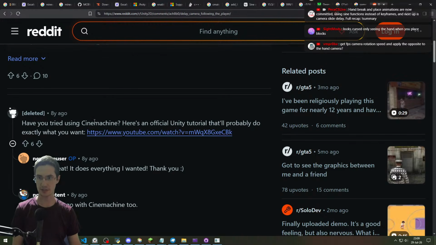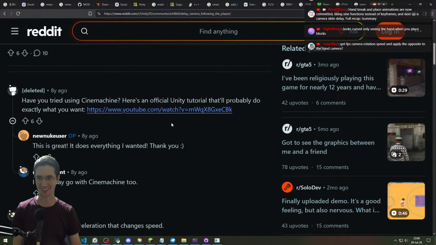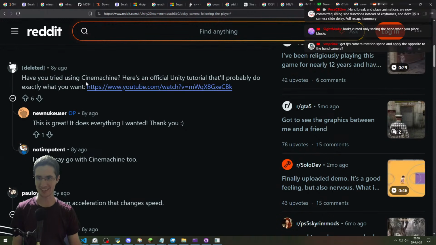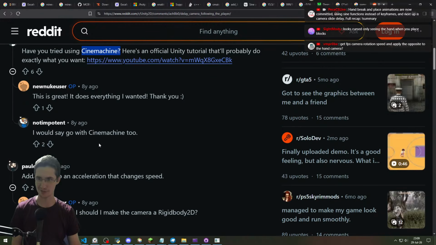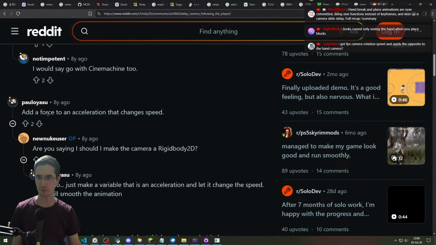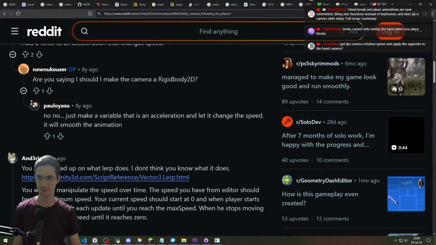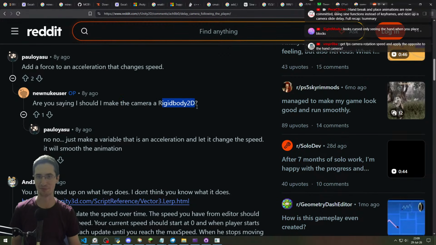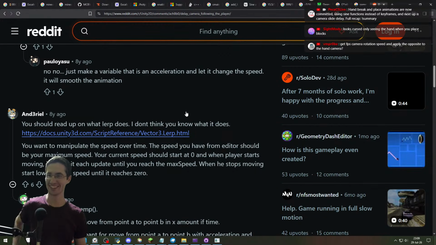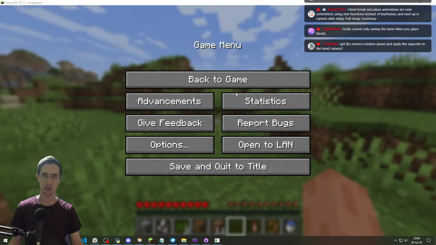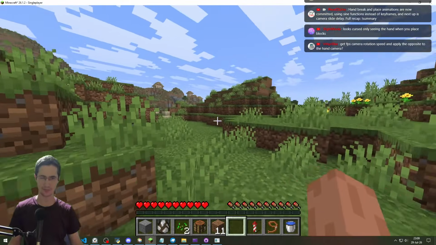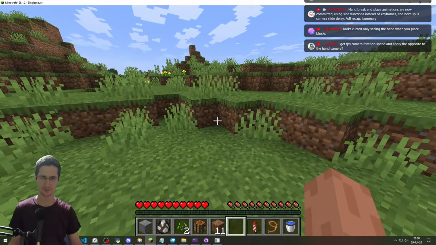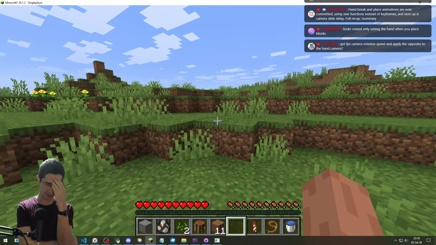If you try using Cinema Machine. Yeah, Cinema Machine in Unity is very good. Add force to an acceleration that changes speed. Make the camera rigid body 2D. You should read up on what lerp does. You know what it does. Also, to linearly interpolate, how would we do it? How would that help us?